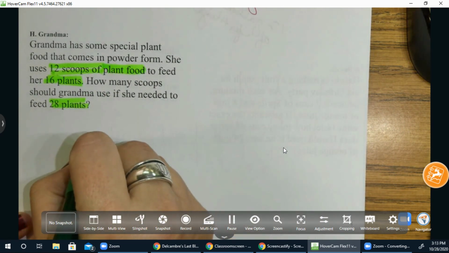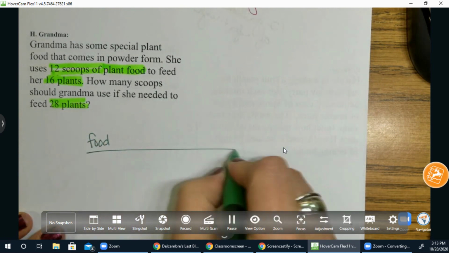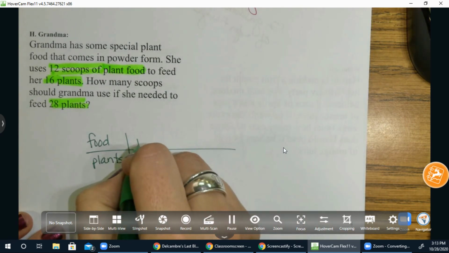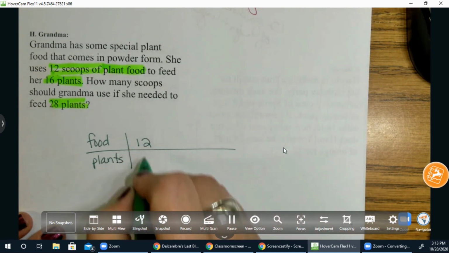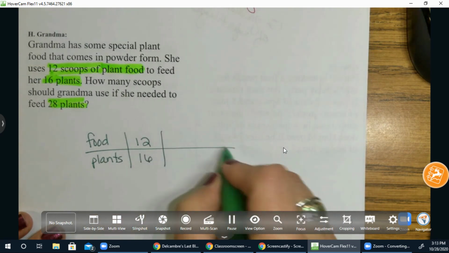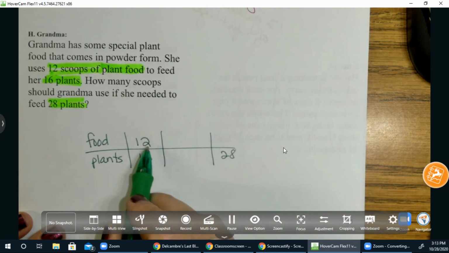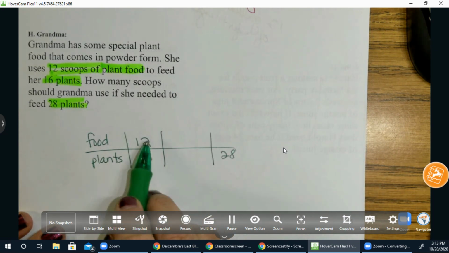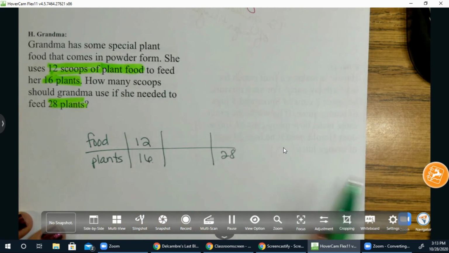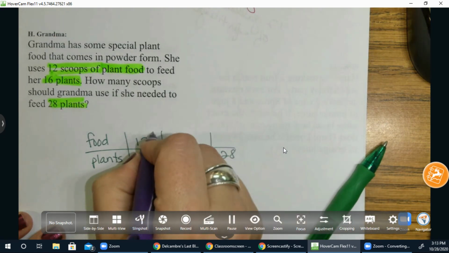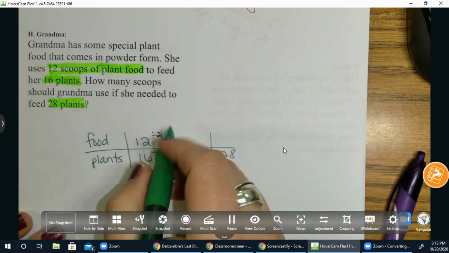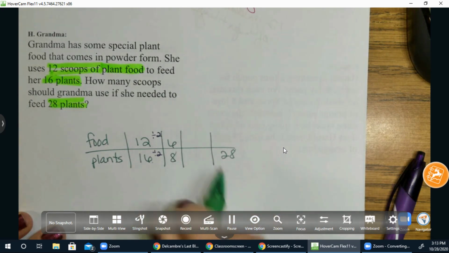All right, so let's set it up as food and plants. I'm going to do a table again. So I know I have 12 things of plant food for 16 plants, but I've got to get to 28. I can see I can reduce this somehow. Well, what number can go into both 12 and 16? Well, 2 can. Let's just look at 2. All right, so divide by 2, and I get 6 over 8. Can't get to 28 that way. Let's see if I can go one more time.